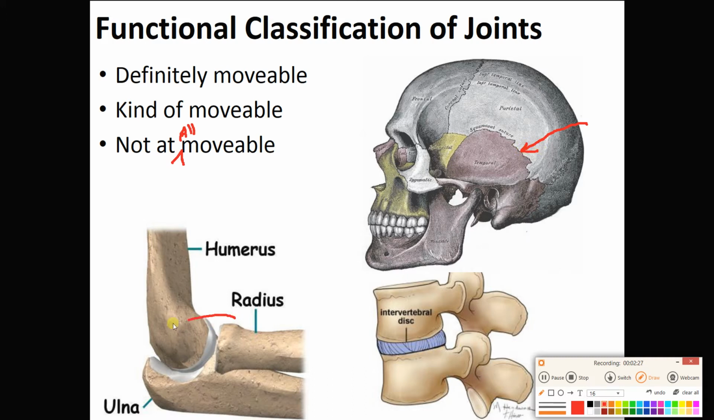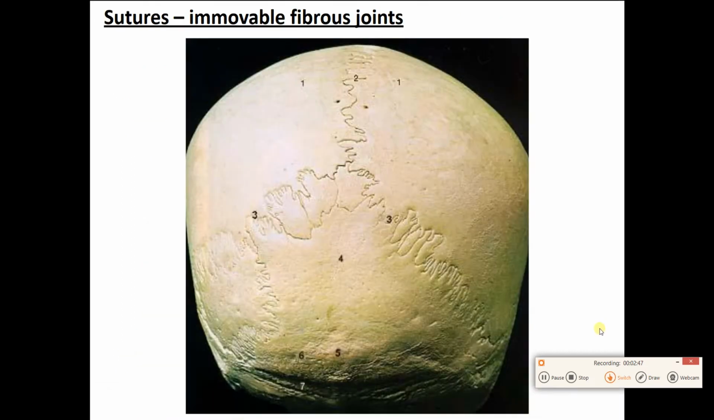What about the elbow joint here? We've got the radius and the ulna joint with the humerus and the ulna joint here. That's definitely movable. Then the intervertebral joint would be kind of movable. So let's now put these two classifications together and look at some examples. Starting with immovable fibrous joints, sutures are immovable fibrous joints.